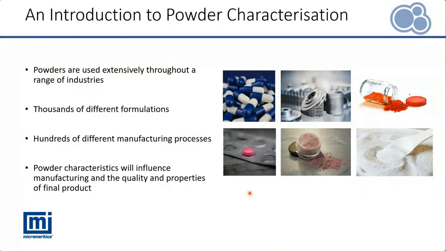Powders themselves are used in a wide range of different industries: pharmaceuticals, cosmetics, additive manufacturing, bulk chemical manufacture. And throughout all these different industries, we have thousands of different powder formulations. We have hundreds of different manufacturing processes that powder is expected to move through. And ultimately, what's key, regardless of the industry we're working in, regardless of the formulation itself, is the powder's characteristics that will influence how that material behaves in manufacturing and in different unit operations, and ultimately will affect the quality and properties of the final product.